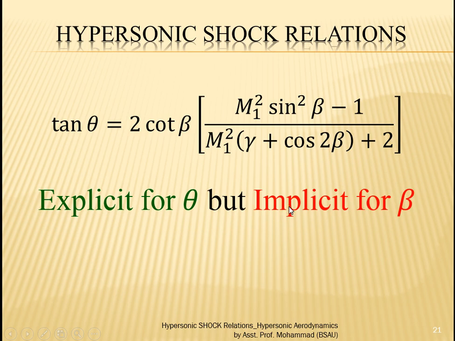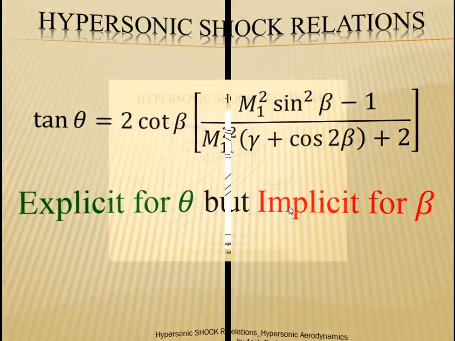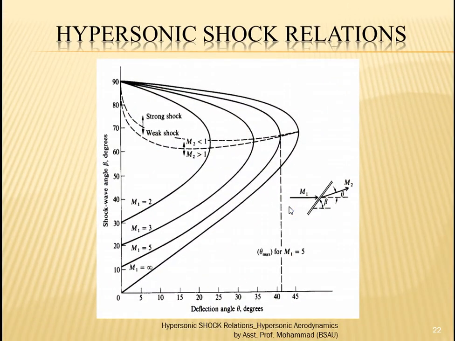Now we'll see how to modify it and make it explicit for beta also, but definitely we'll have to assume something. This is the theta-beta-M curve. This is the deflection angle theta, the wave angle beta, and this is the Mach number M. For various M, we are going to have one curve. So for every Mach number, we have one curve.